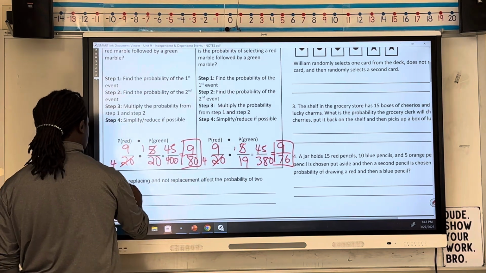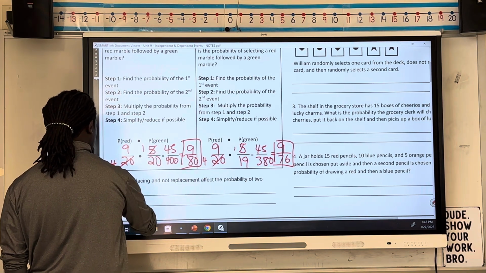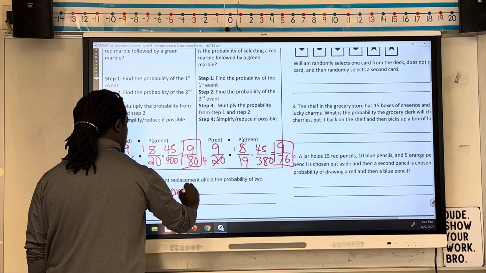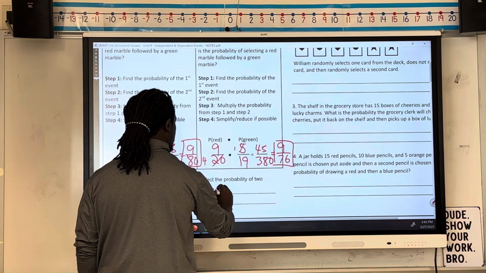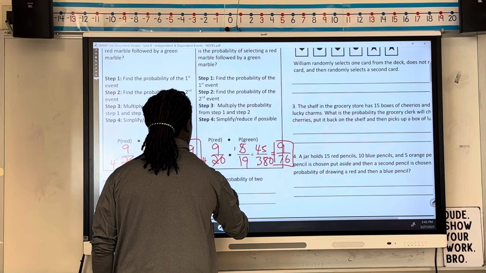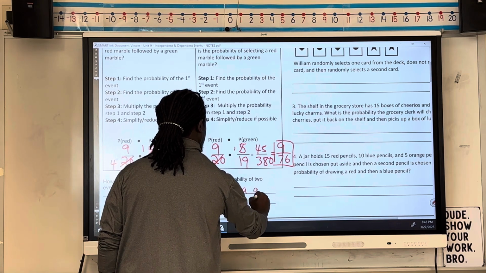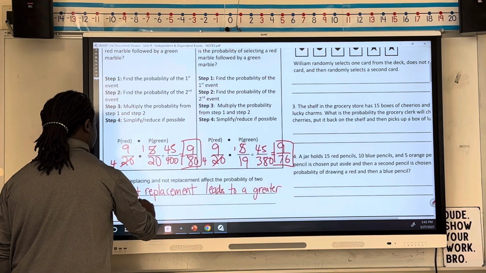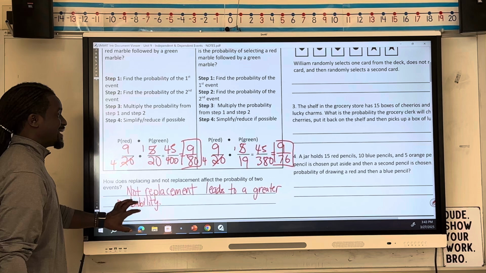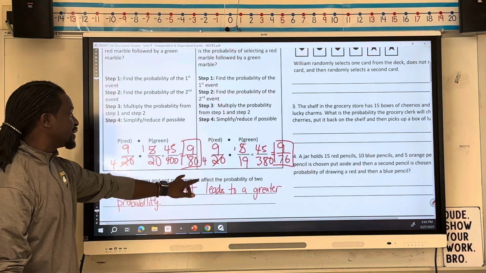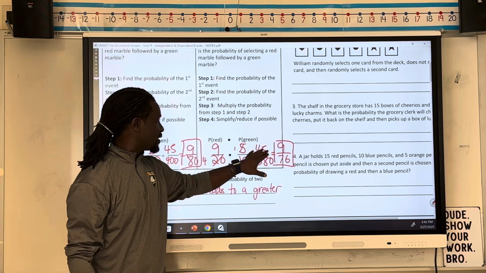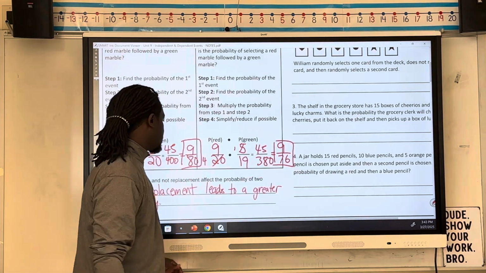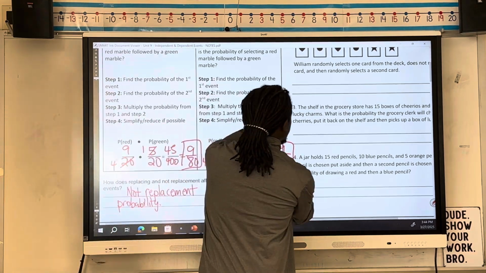So in other words, when you are not replacing, non-replacement leads to a greater probability. And the reason for that is because you have fewer options the second time around. So again, non-replacement leads to a greater probability. If you were to convert this, 9 over 80 is smaller than 9 over 76 because there are fewer options there. All right. Now, here's what I want you to do.